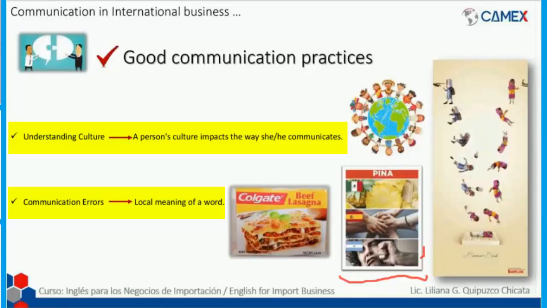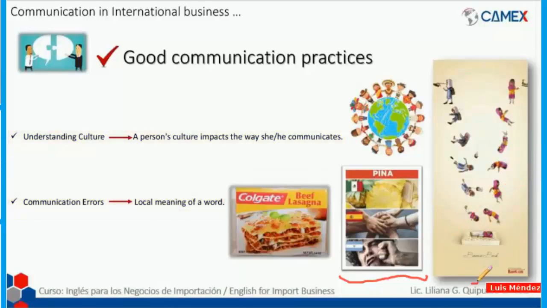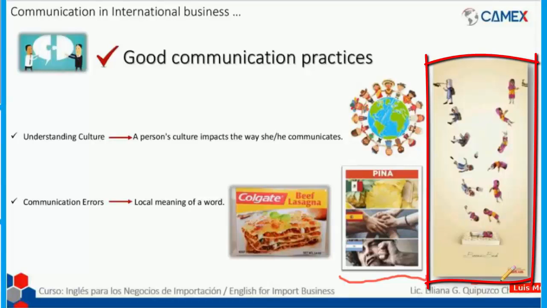Another one: communicating errors also means being disrespectful to another culture in the way of communicating. In this case, oh, wait, can you see this clearly? Do you see this picture?